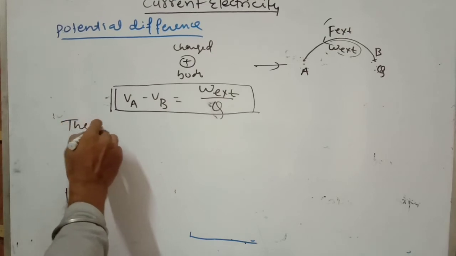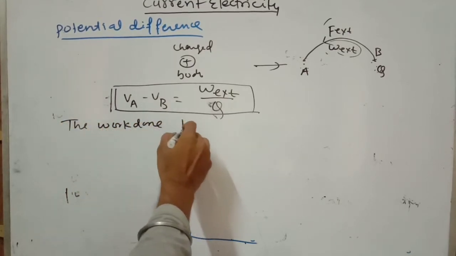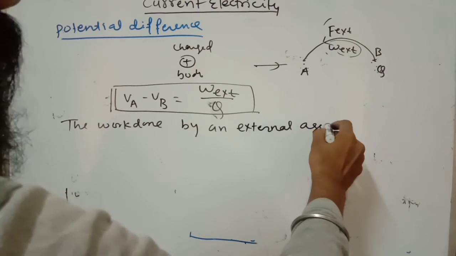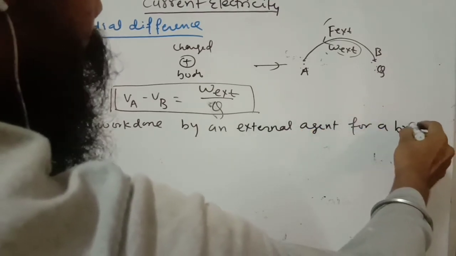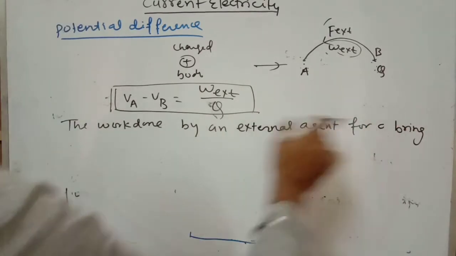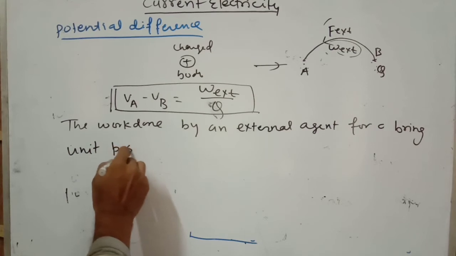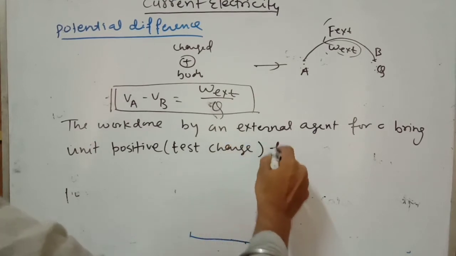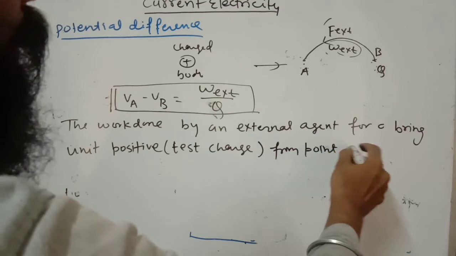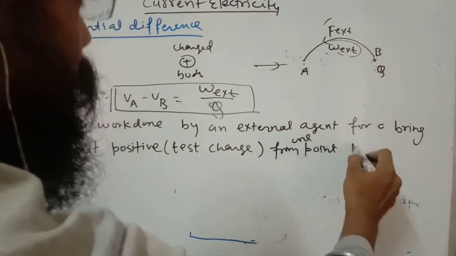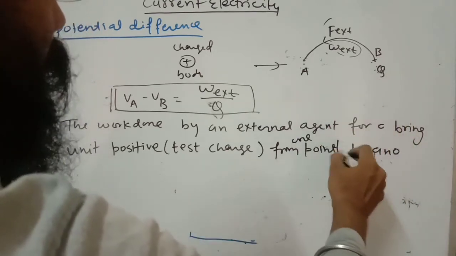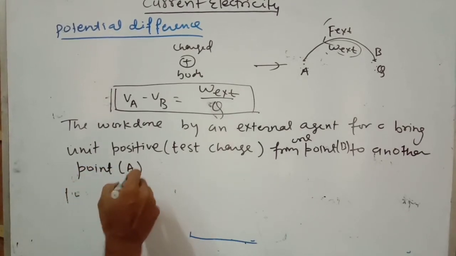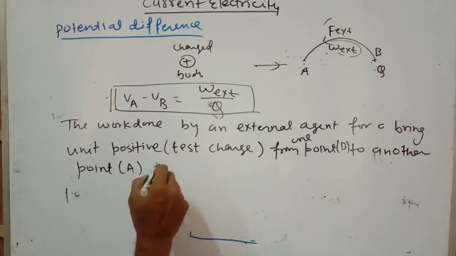So you can write the work done by an external agent to bring a unit positive charge, that is, a test charge, from one point B to another point A. In the presence of what?